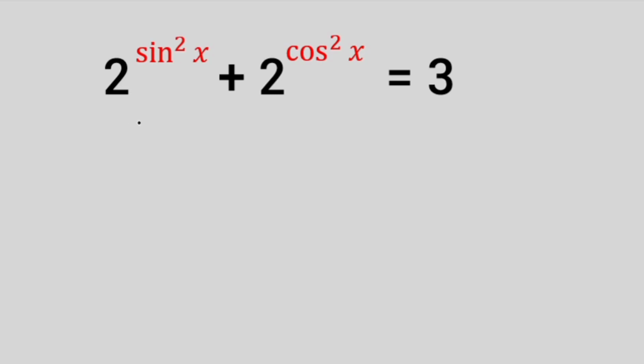Today we're going to be solving for x in this nice exponential equation: 2 to the power sine squared x plus 2 to the power cos squared x is equal to 3.